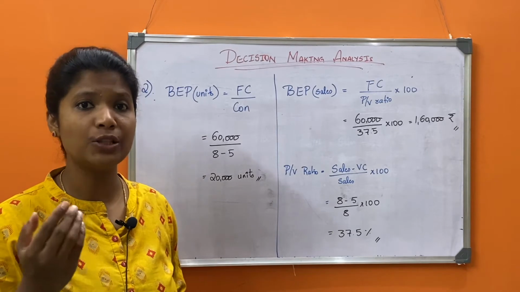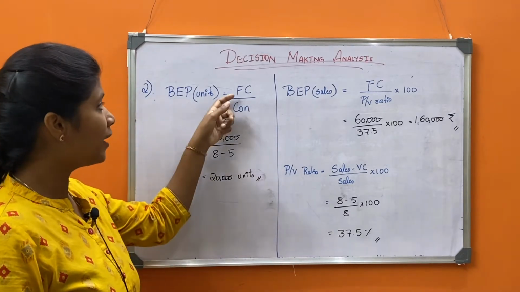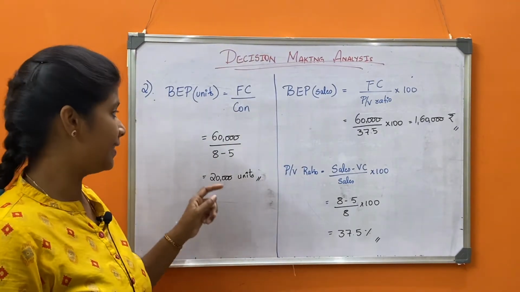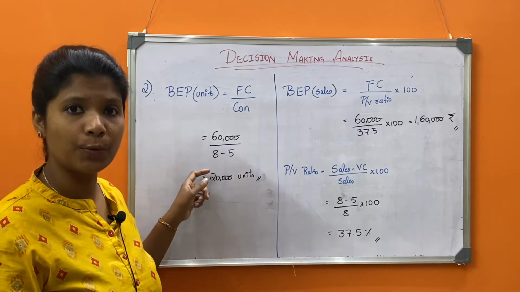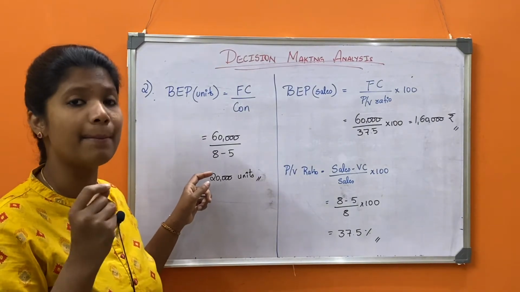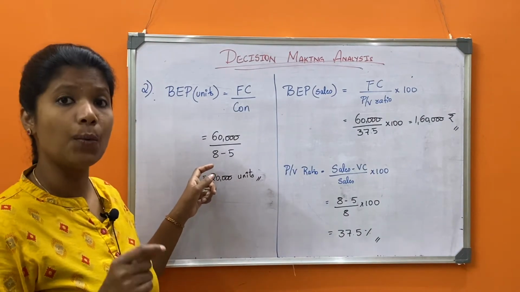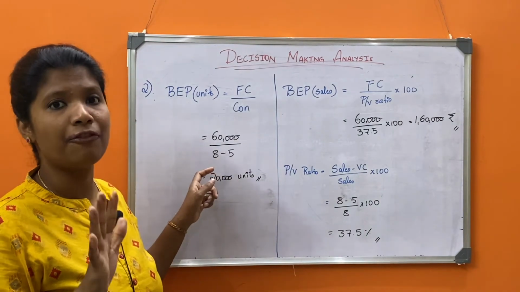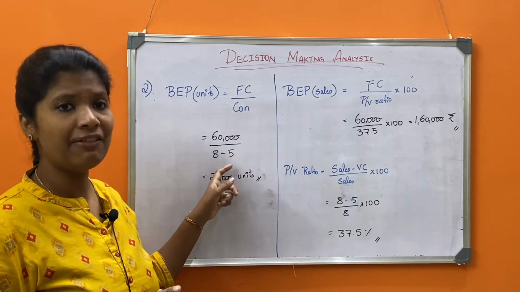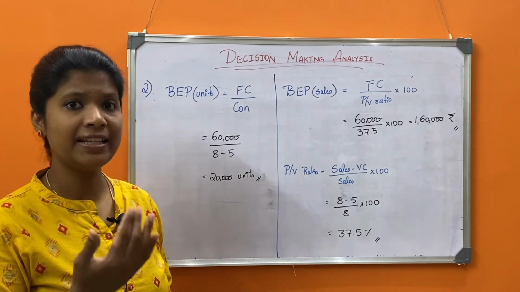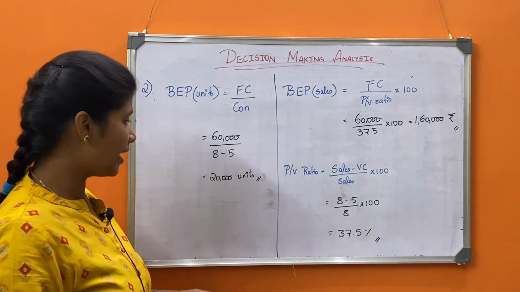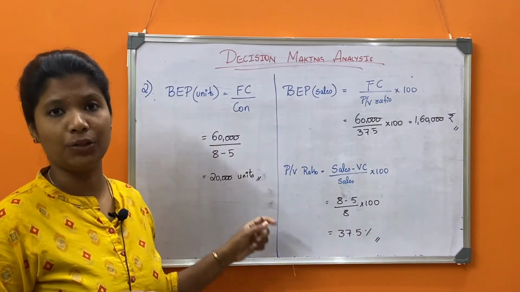Sales minus variable cost. I have not written it again separately here because I want you to understand and remember each of these formulas. Contribution is what? Sales minus variable cost. So fixed cost, is it given in the question? Yes, 60,000. Contribution, what did I tell now? Sales minus variable cost. What is selling price per unit? 8 rupees. What is variable cost per unit? 5 rupees. So 8 minus 5, 3. So 60,000 divided by 3, the answer you get is 20,000 units.